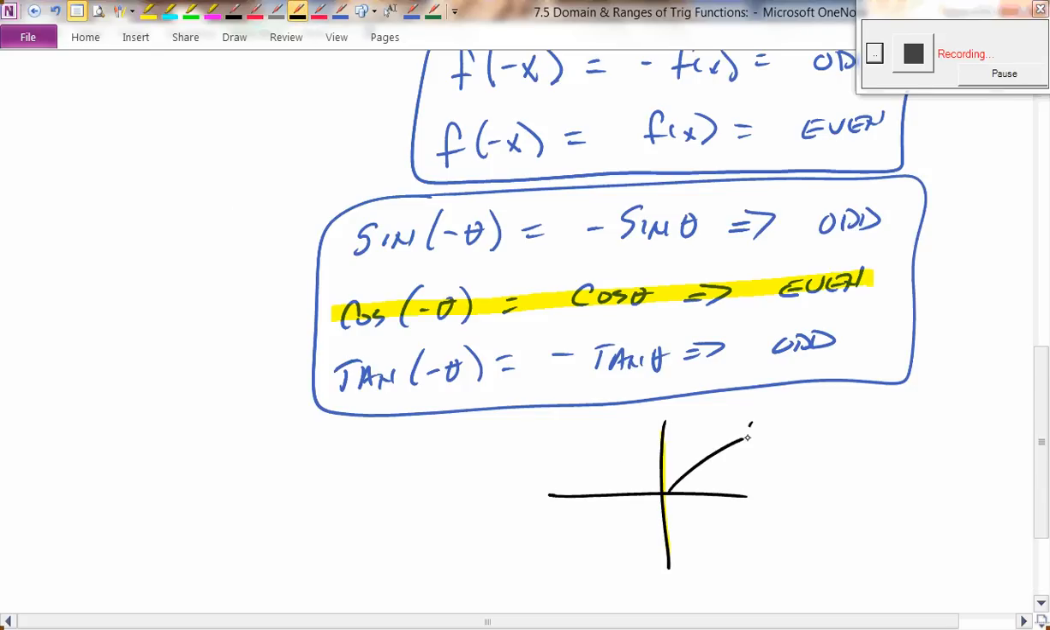Okay? If you have a point over here, and we'll call that point x comma y, this point down here is x comma negative y. So notice that the y is the only one that changed value, right? And it works like that all the way around the coordinate plane.